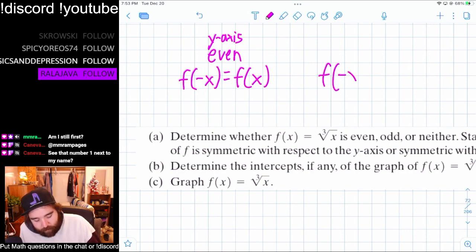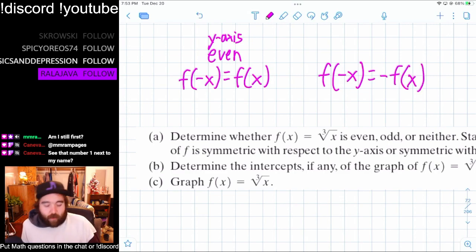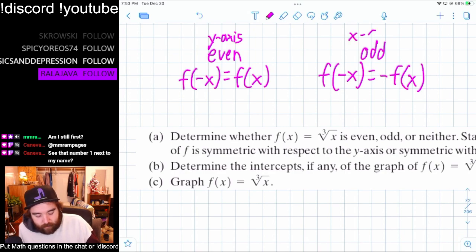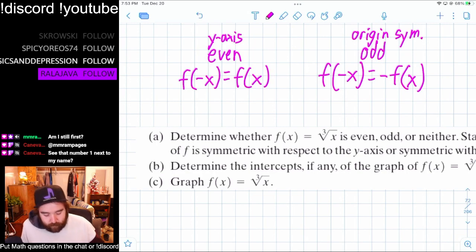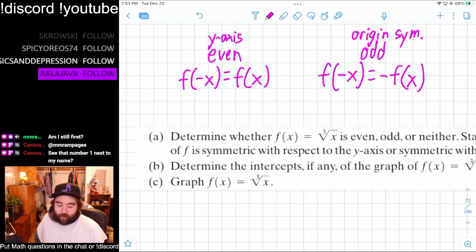But if we plug in negative x and we can just pull the negative out, so we just get the negative version of the original function, that means it's odd. No functions have x-axis symmetry. It's the weird one. It has origin symmetry. And if neither of those things happen, which is plenty of the time, then it's just neither even nor odd. So we're just going to do that for here.